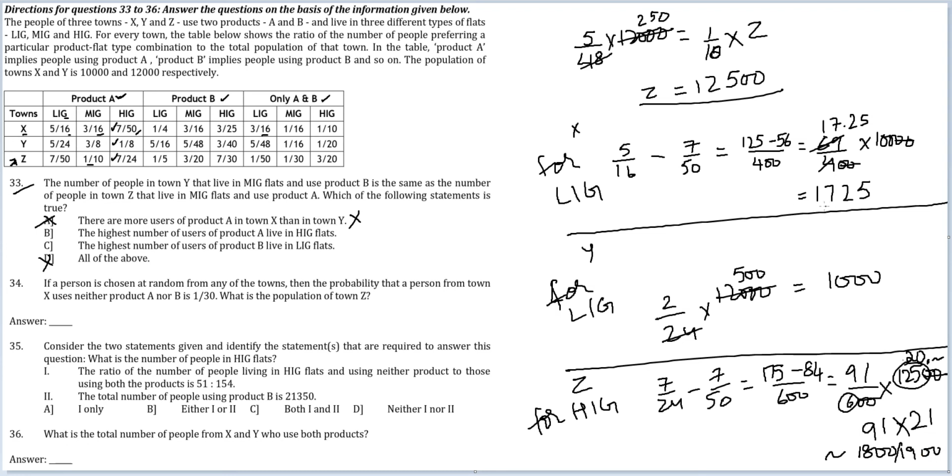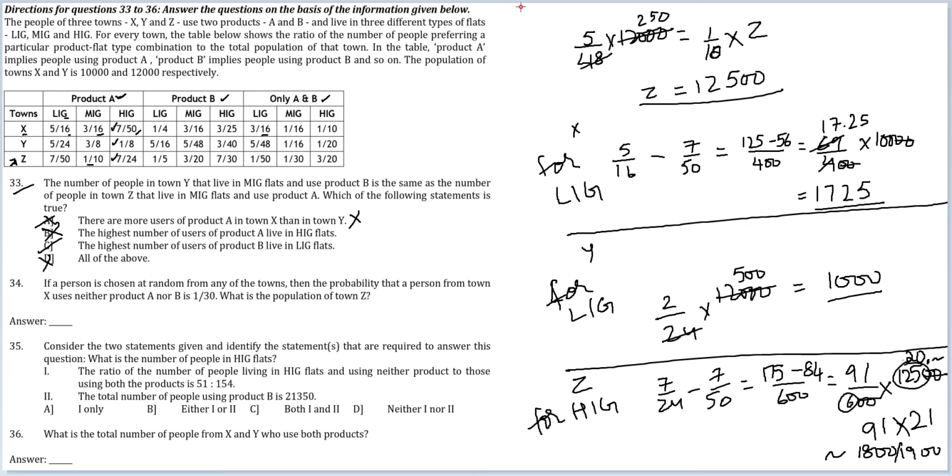The lead that LIG has made is 1725 and 1000, so 2700. Here HIG is only able to cover up 1800 to 1900. Therefore, LIG is definitely winning against HIG. The highest number of users of product A don't live in LIG flats. B is also incorrect. At this time, you can mark C as your answer.